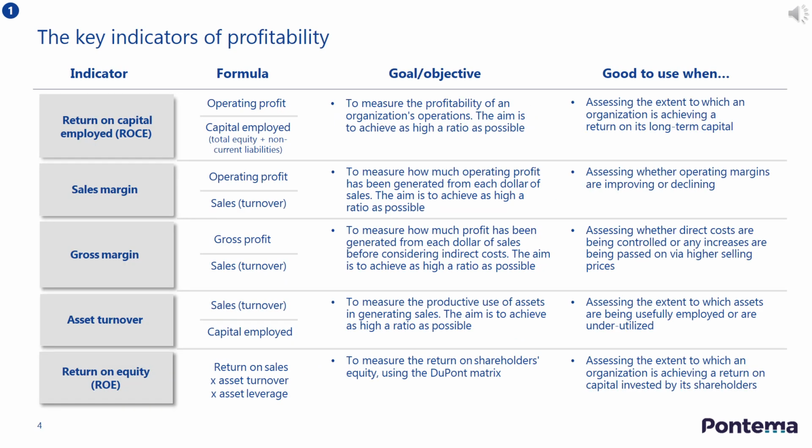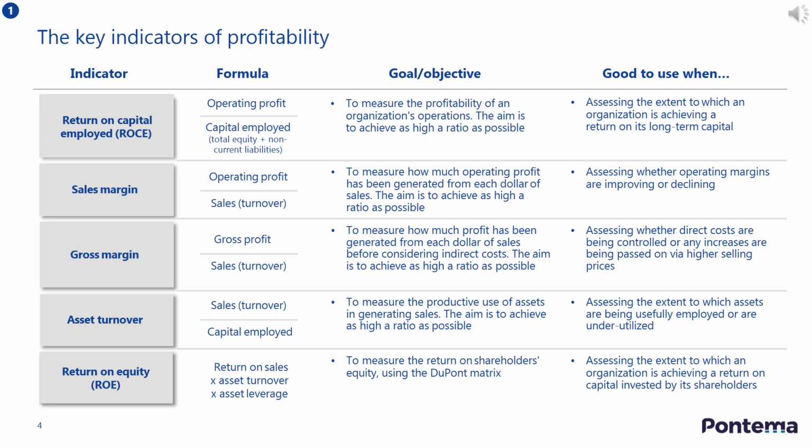Let's start with the key indicators of profitability. Firstly, return on capital employed, or ROCE, measures the profitability of an organization's operations and assesses the extent to which an organization is achieving a return on its long-term capital. The ratio must be sufficient to enable the organization to meet its obligations and provide for future growth.